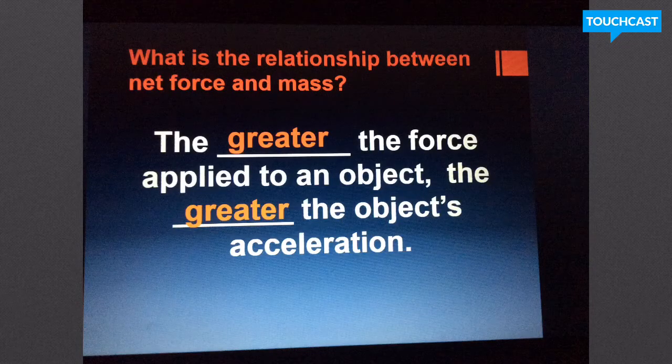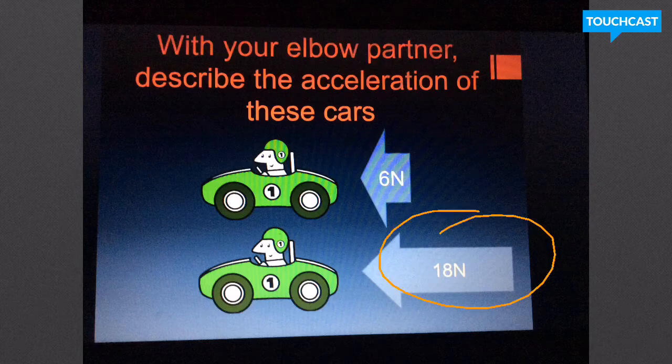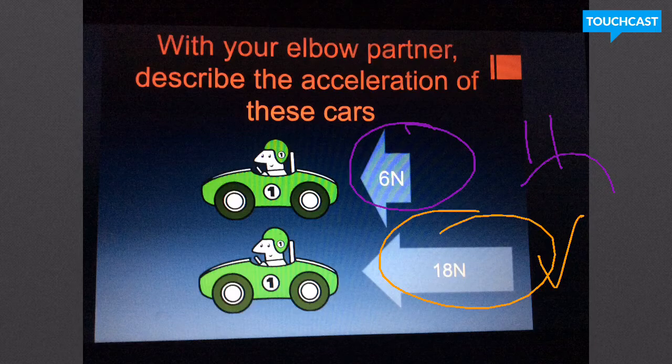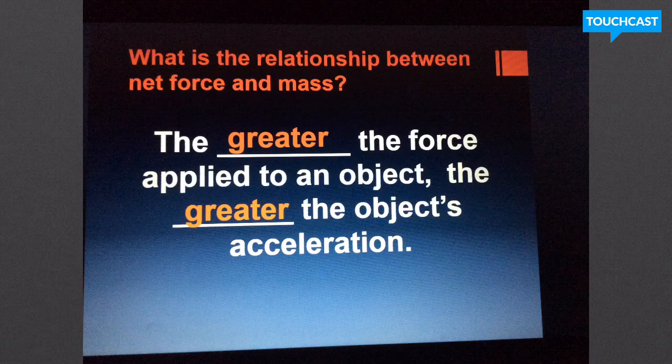Okay, the greater the force applied to an object, the greater the object's acceleration. It's just like our cars again. The greater the force, the greater the acceleration. The car that has 18 newtons of force is going to accelerate way better than the car that has 6 newtons. It's not going to go very fast. So the greater the force applied to an object, the greater the object's acceleration.